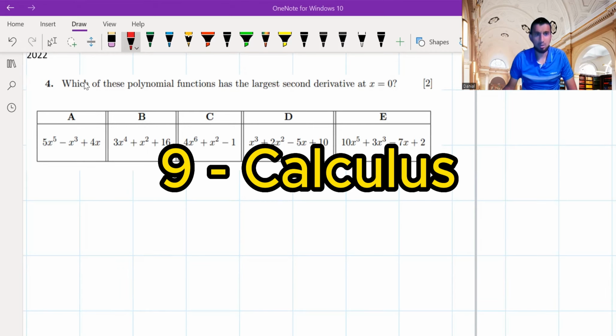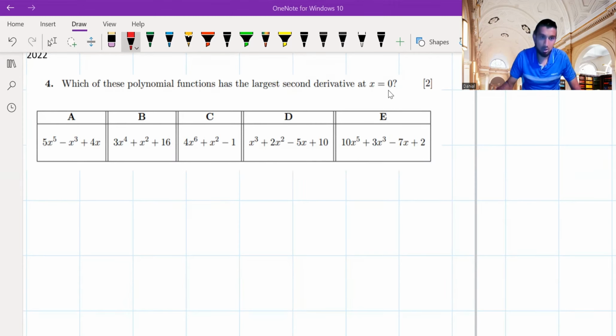Hello, question paper 2022, question 4. Which of these polynomial functions has the largest second derivative at x equals 0? So first, let's find the first derivative.